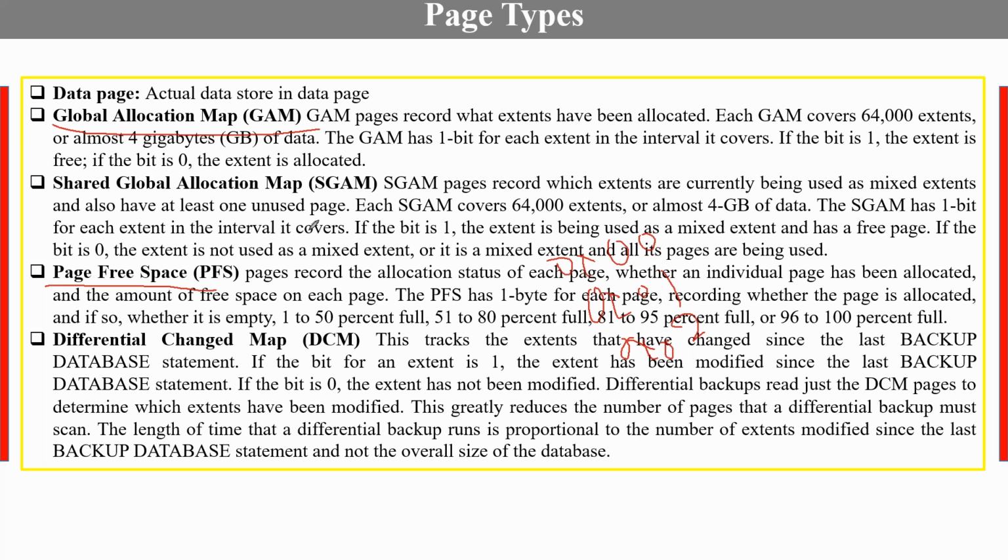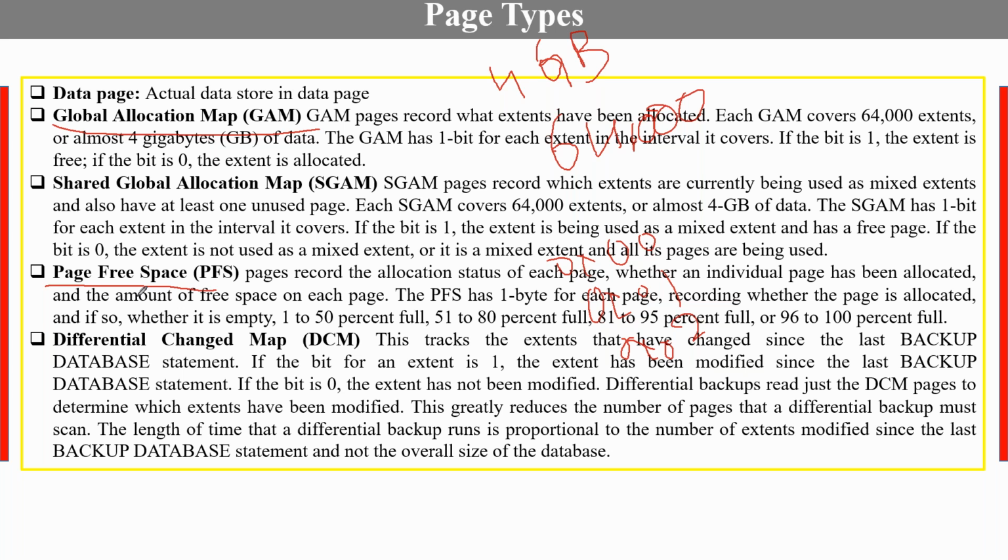A GAM page records which extents have been allocated. For example, one GAM page covers 4 GB, and it contains information on 64,000 extents.